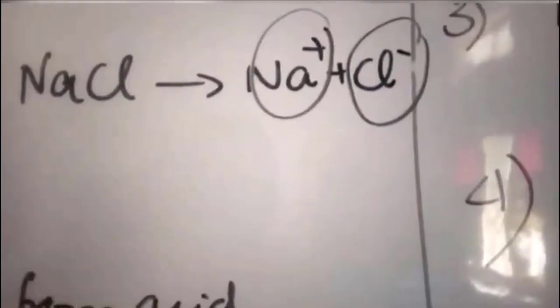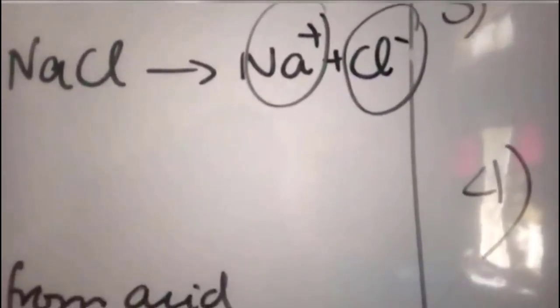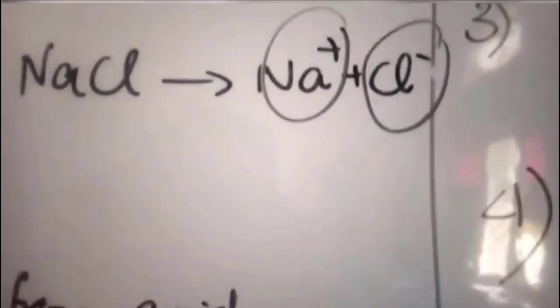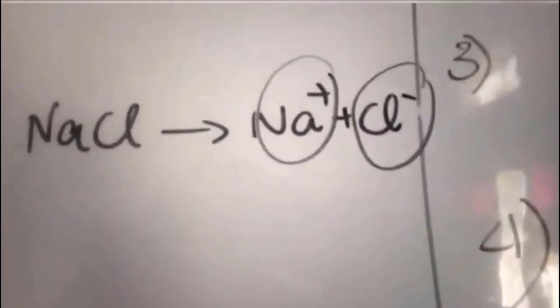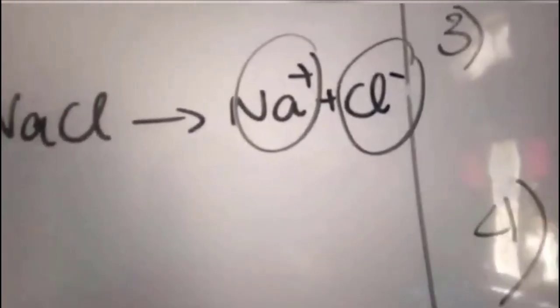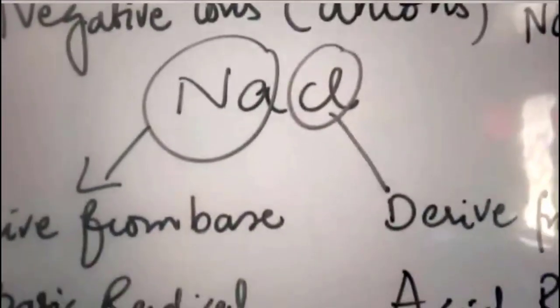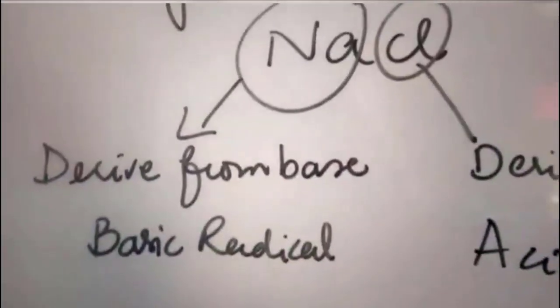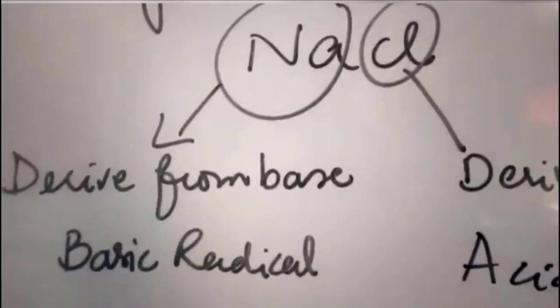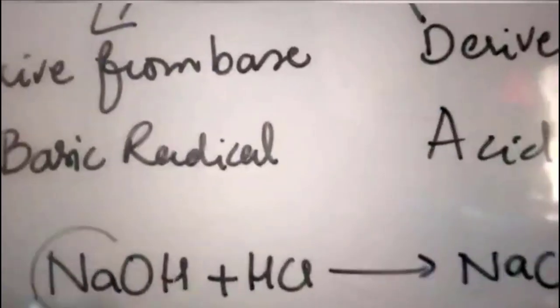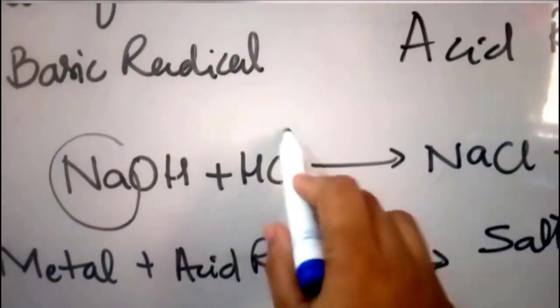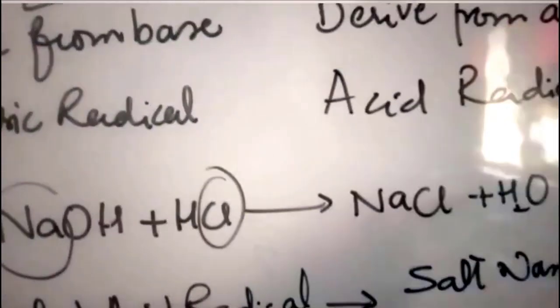We all know that ionic compounds are formed by positive and negative charges because of the complete transfer of the electron. So one part is anionic and the other part is cationic. The cationic part is derived from the base, so it is a basic radical. Let's see how it is derived from the base. You can see in this equation the sodium reacts with the chlorine, so they make sodium chloride.